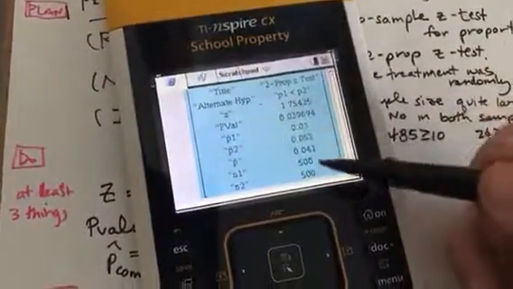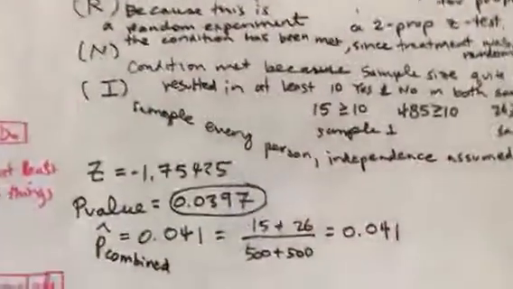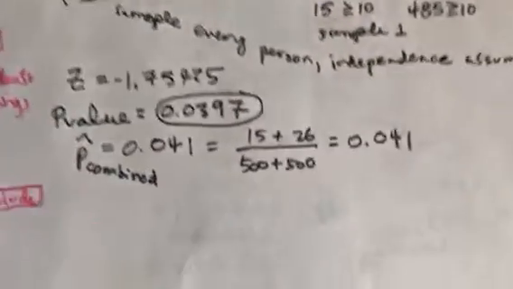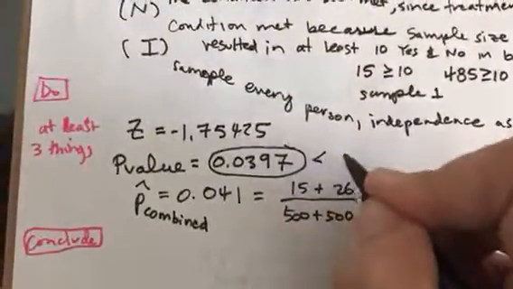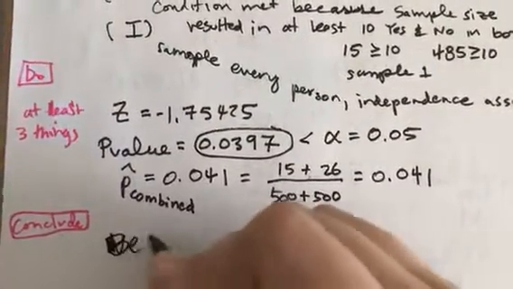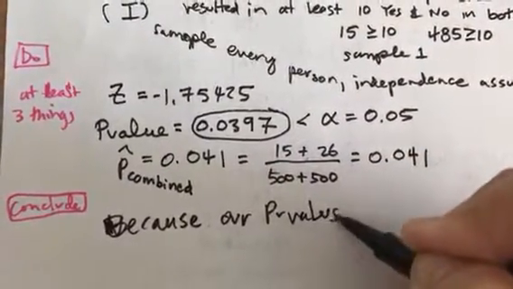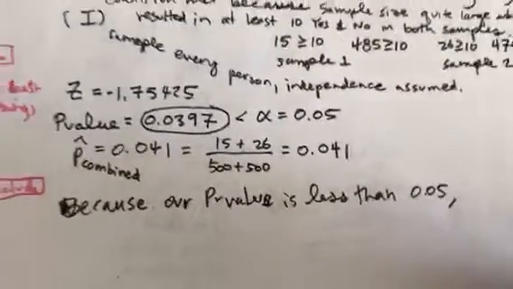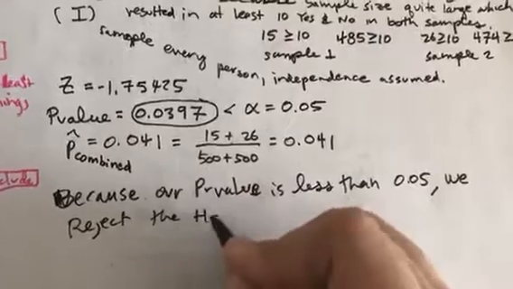This is another great moment to double check that you typed in the sample sizes for both sample 1 and sample 2. Now, set the calculator aside and just go to town with your conclusion. You're either going to go through door number 1 or door number 2. But notice this p-value is less than our alpha, which is 0.05. So we are going to say, because that's where we started mentally, our p-value is less than 0.05. We reject the null hypothesis.